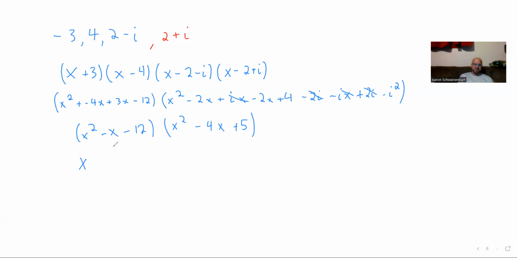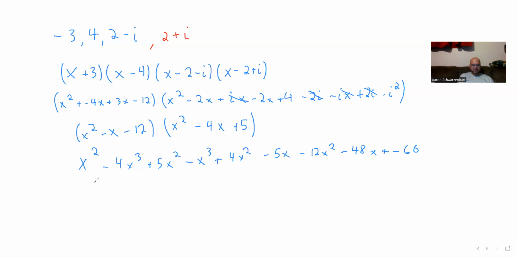Now I'm going to multiply x squared times all three: x to the fourth minus 4x cubed plus 5x squared. Now I'll multiply x times all three: minus x cubed plus 4x squared minus 5x. And then finally, negative 12 times all of them: minus 12x squared plus 48x minus 60. We'll do plus negative.